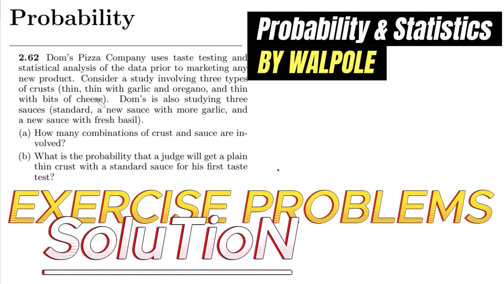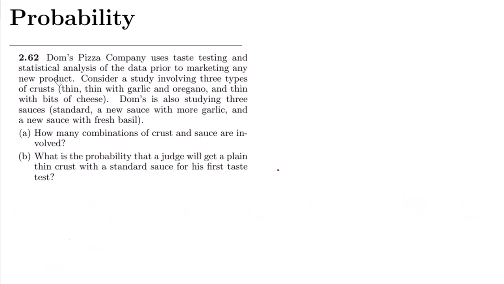Welcome back, guys. I hope all of you are fine. This is question 2.62, and the statement says: Dom's Pizza Company uses taste testing and statistical analysis of the data prior to marketing any new product. Consider a study involving three types of crust. There are three types of crust, which are thin with garlic and oregano, and thin with bits of cheese. And Dom's is also studying three sauces: standard, a new sauce with more garlic, and a new sauce with fresh basil.